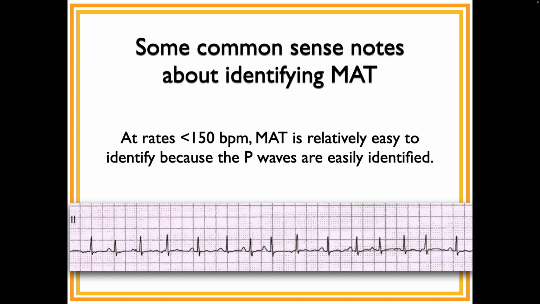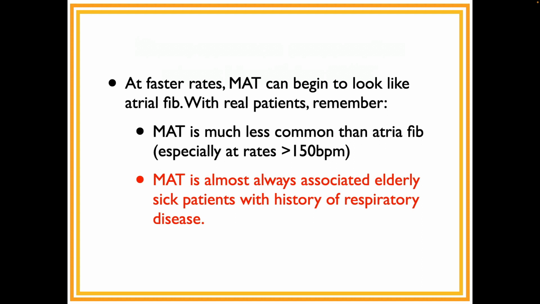However, as soon as it gets really fast, like over 150, it's hard to see the P waves, and multifocal atrial tach looks just like AFib, or can look just like AFib, because you can't see the P waves. The isoelectric line on AFib tends to be real messy anyway, and so it's really hard to tell it from AFib, okay?